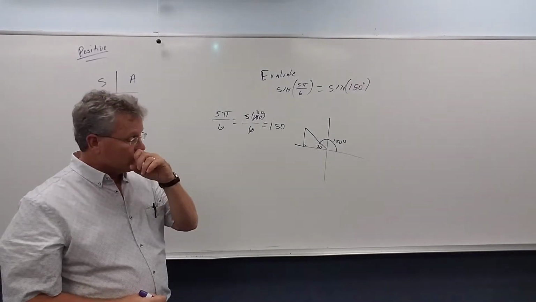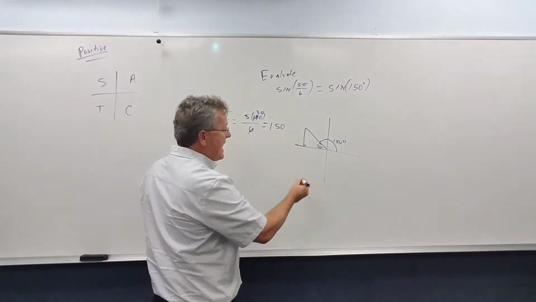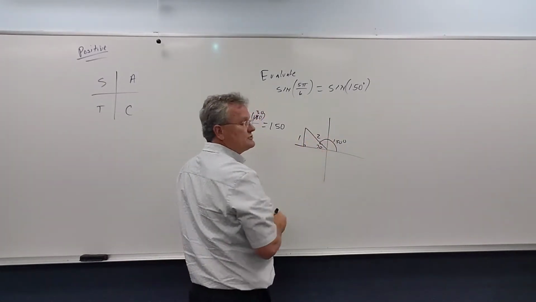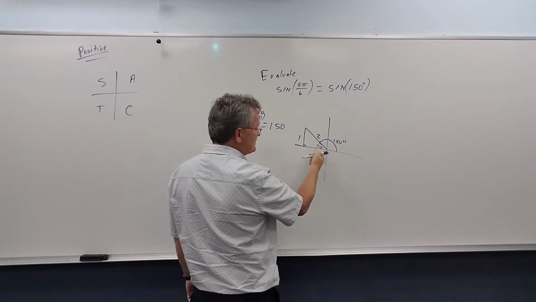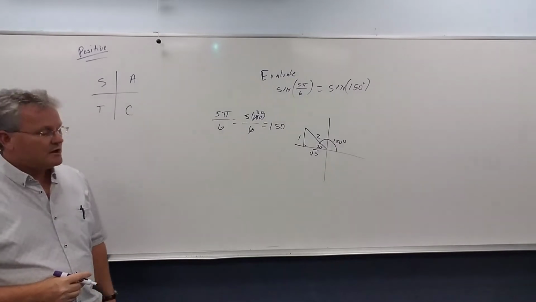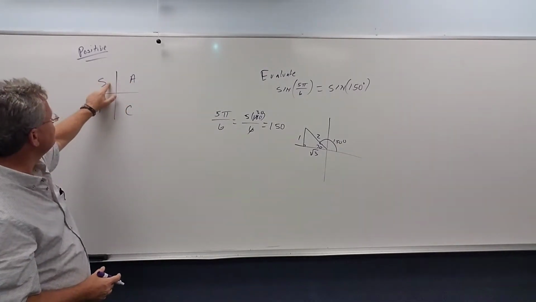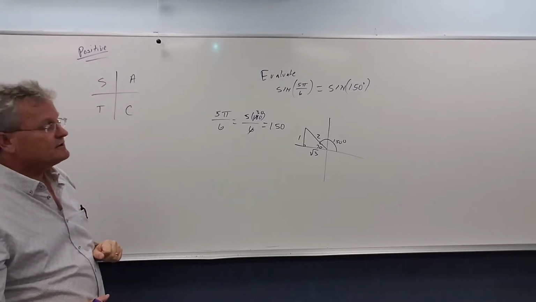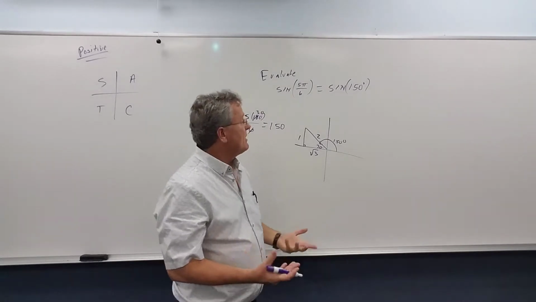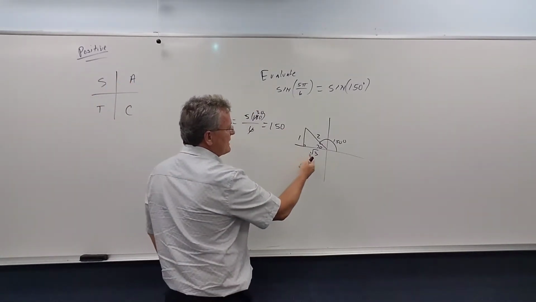Now this is back to an earlier video. This is our 30-60-90 triangle. Opposite 30 is 1, the hypotenuse is 2, and the remaining side is the square root of 3. Now, you could remember that sine is positive in the second quadrant, so therefore this answer is going to be positive. But I don't like to remember all this. Just think of it this way.